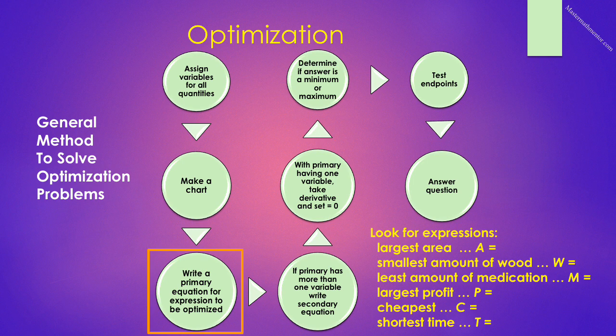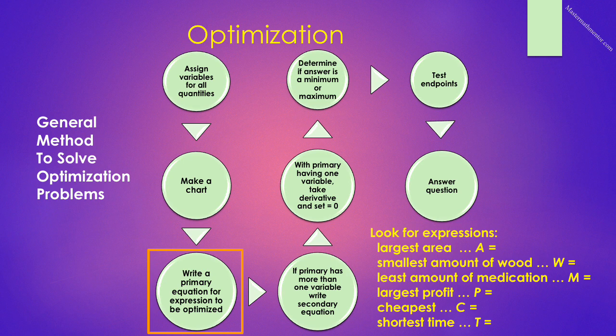Probably the most important step is step 3, where you're asked to write a primary equation for the expression to be maximized or minimized. In order to do that, you have to look at the problem and search for words that indicate that you're to take a maximum or minimum. So, for instance, you might see the words largest area. And if so, your primary equation would be A equals some expression. If you needed to find the smallest amount of wood, then your expression would be W equals.